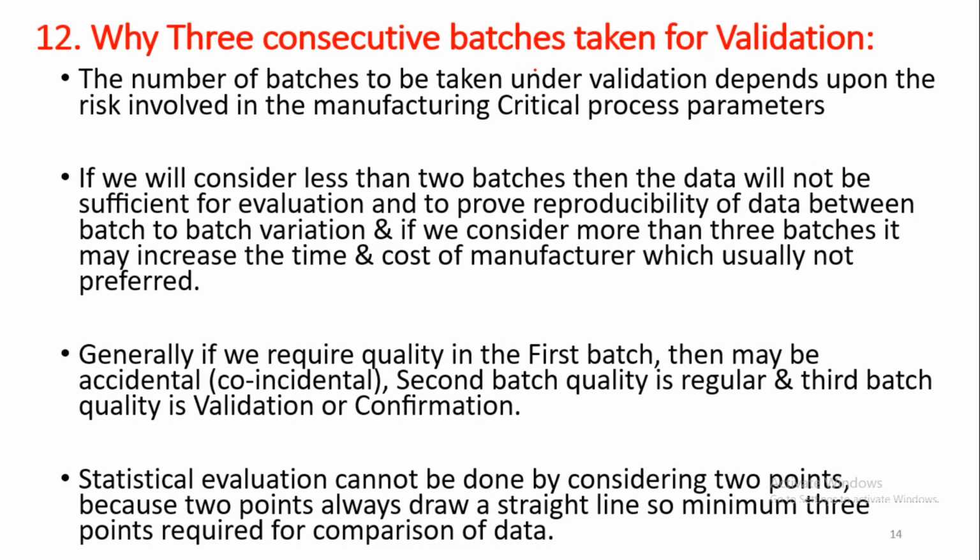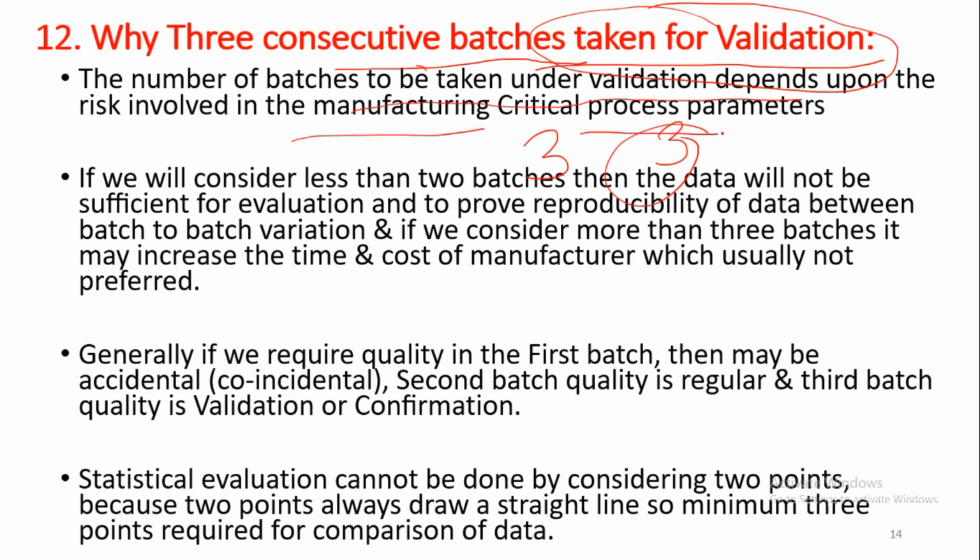So why are three consecutive batches taken for validation? This is also an important question, and it is important in our general life also. Why do we take three readings, or three times, whatever we do? This is general. The number of batches to be taken under validation depends upon the risk involved in the manufacturing critical process parameters. So this is very clear. It depends upon the risk involved, so we have to analyze whatever risk has taken place.